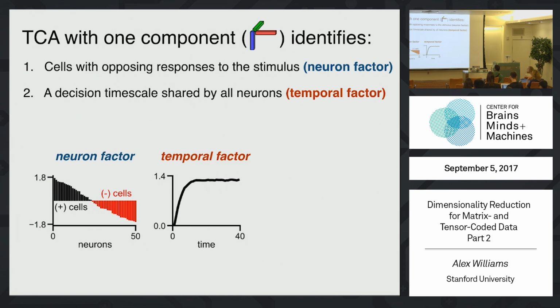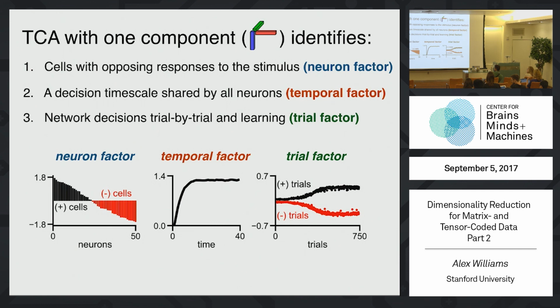The temporal factor shows that all the cells are integrating evidence at a similar time scale within trials, and eventually they reach a plateau. And the across-trial factor is interesting and has the most going on. And remember, this is the one that you really can't get without TCA. What this shows you is that at the beginning, on the plus trials and minus trials, the output of the network is very similar.